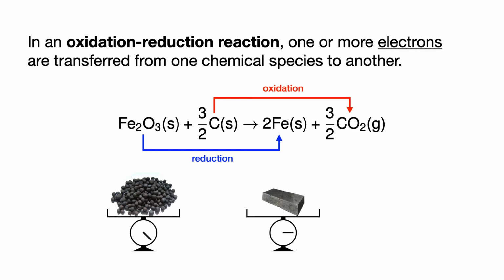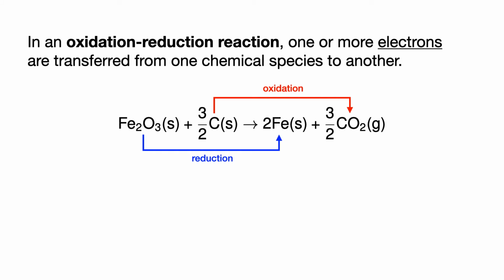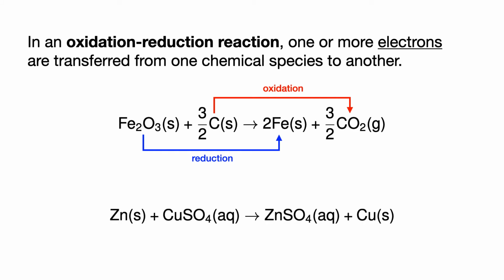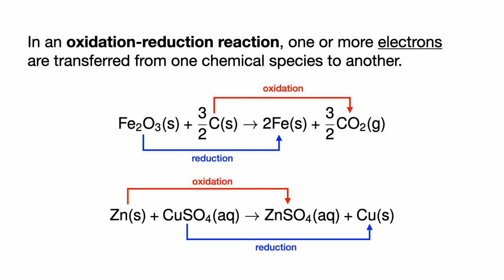and that's why a process like this is called reduction. Now, the terms oxidation and reduction, their use has been broadened beyond ore smelting contexts, and another example of an oxidation-reduction reaction is the reaction between solid zinc and aqueous copper sulfate, which forms aqueous zinc sulfate and solid copper. In this reaction, the zinc is being oxidized to zinc sulfate, and the copper sulfate is being reduced to copper.